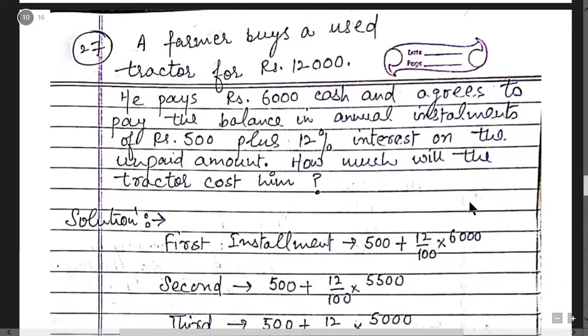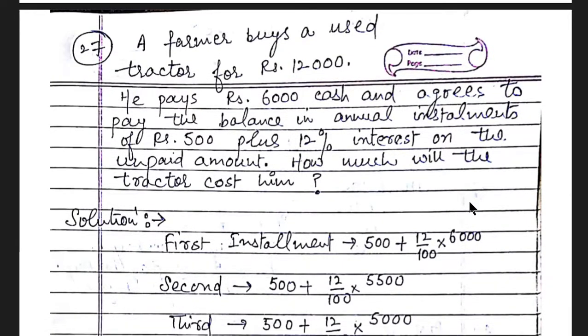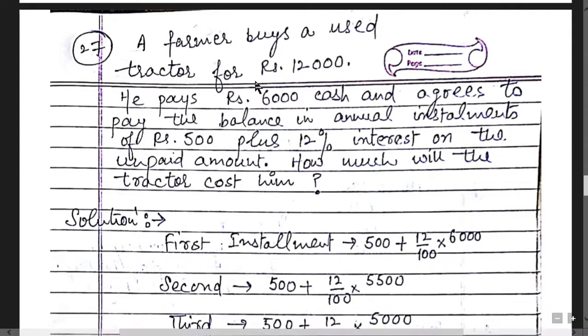From this question onward, the questions are simple, but the statement is lengthy. Please read the statement carefully. A farmer buys a used tractor for 12,000 and already pays 6,000 and the rest he pays in installments of 500 each with 12% interest on the unpaid amount. How much will the tractor cost him?